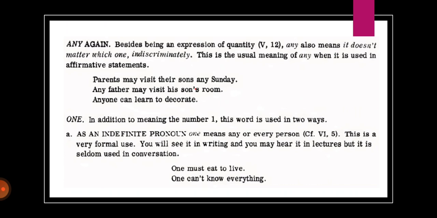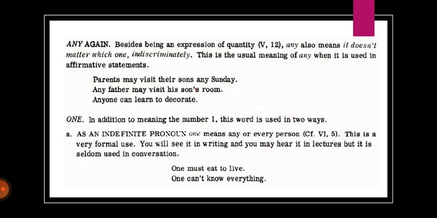إذن عندما يعني احنا درسنا أن any مع الكميات تأتي مع الجمل المنفية، لكن عندما تأتي مع الجمل المثبتة فراح يكون المعنى مختلف، راح لا تدل على الكمية، تدل على أي شيء. Parents may visit their sons any Sunday، فصارت عندي هنا ليست إشارتها للكمية. Any father may visit his son's room. Anyone can learn to decorate. فصارت عندي الإشارة مختلفة باستخدام any وليس فقط إشارتها إلى الكميات.